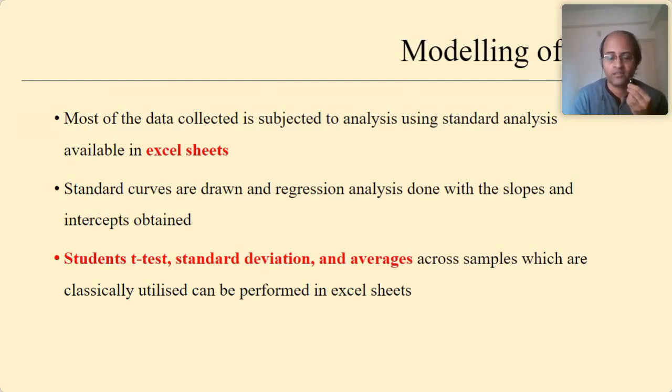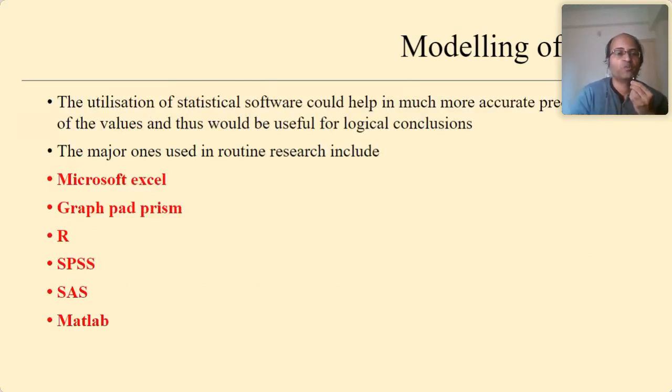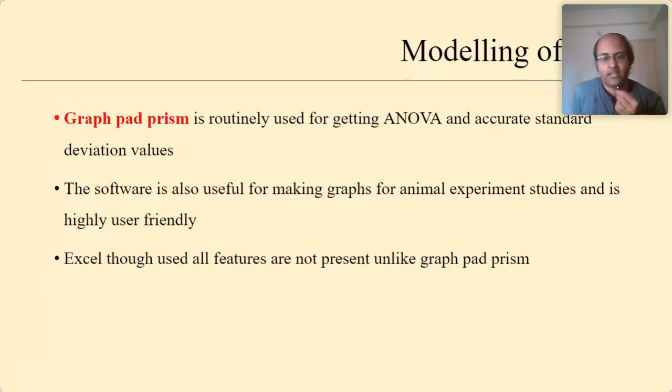However, if you are doing a more serious form of modeling, then you would need advanced software. The major ones used here, other than Excel, are GraphPad Prism, R, SPSS, SAS, and MATLAB. MATLAB and SPSS are most widely used because they also have chemical simulation software, so you can simulate fermentations and other processes easily. Excel is most widely used, followed by GraphPad Prism. With GraphPad Prism, it's a routine way of getting ANOVA data and accurate standard deviations. The software is also useful for making graphs for animal experiment studies and is highly user friendly. Excel, though used, does not have all the features, so that's why you will need GraphPad Prism for analysis.